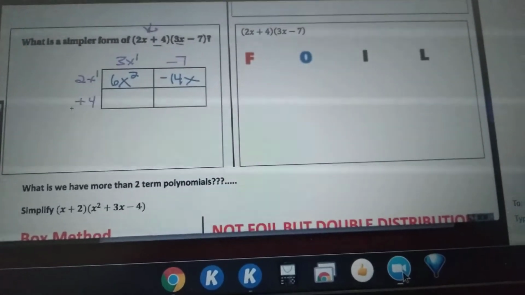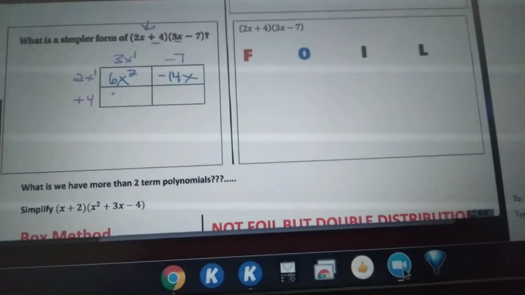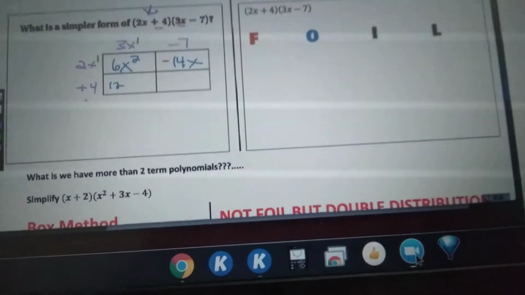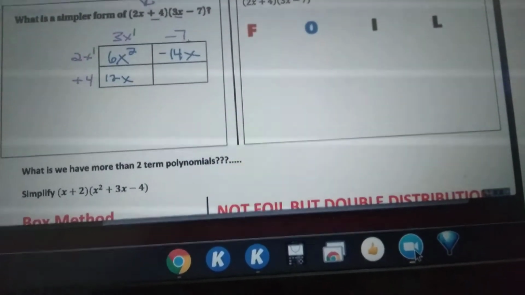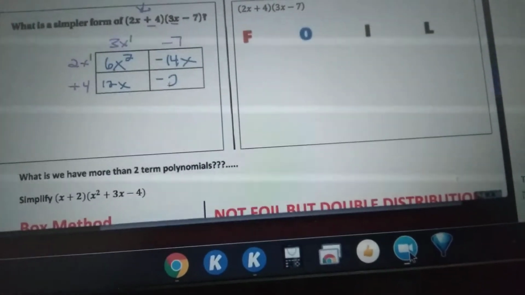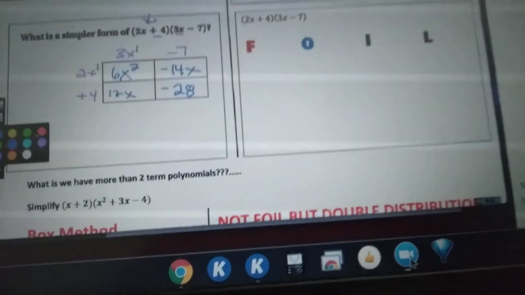Now we're down to the positive 4. Positive 4 times 3x to the first. Well, 4 times 3 is 12. And then there's no x here, so this x comes along for the ride. And then I'm down to here, positive 4 times negative 7 is negative 28. We're not done. I filled in my box.